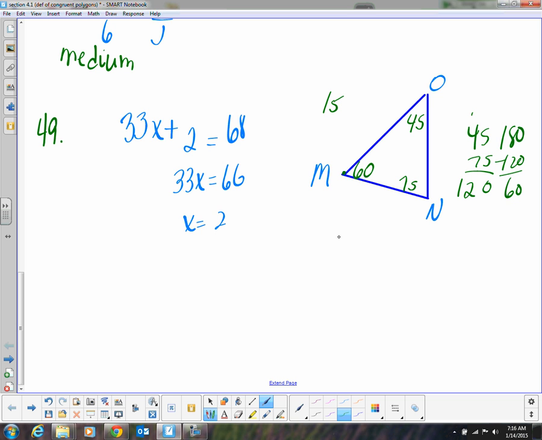They want them ordered from shortest. What's the shortest? Okay, O is the smallest angle, but we're looking for sides. So what's opposite 45? There you go. Okay, where's the medium angle?